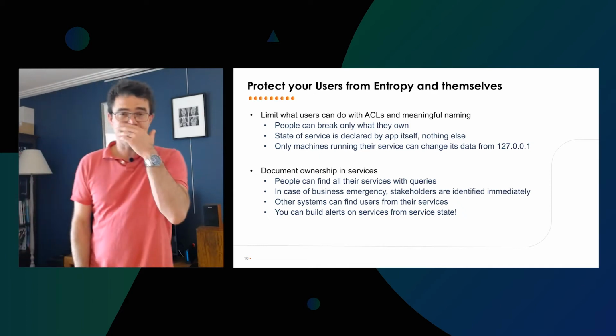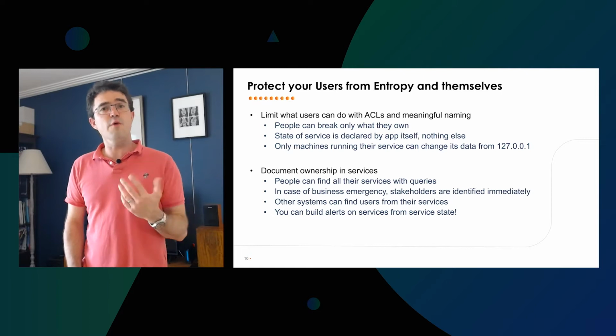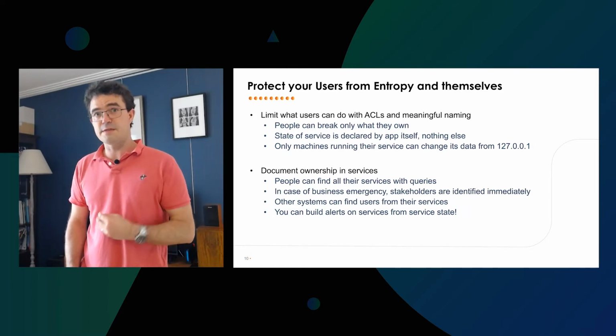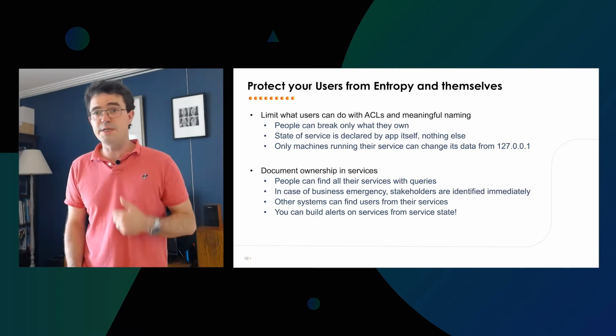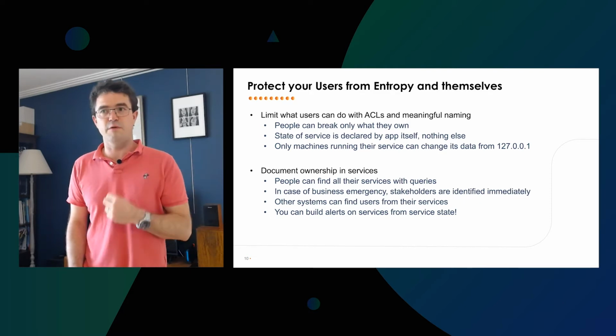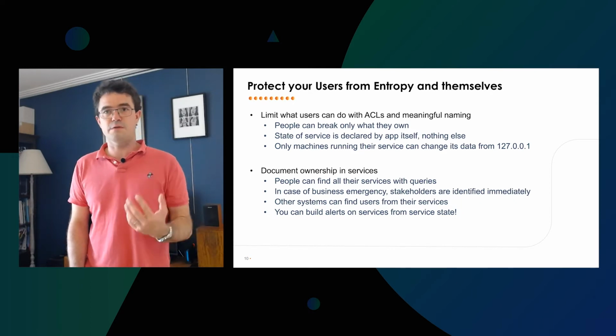And finally, as I said, owners are a key point for us because we've got more than 4,000 kinds of different services. So identifying the stakeholders is very important in case of emergency, but it can also leverage lots of other kinds of usage, such as consumption of resources and so on and so on.